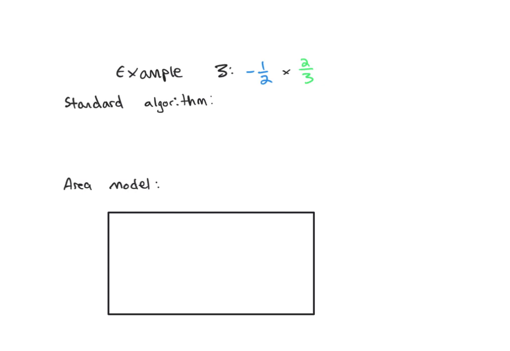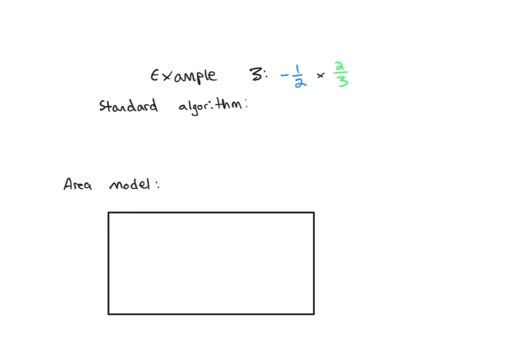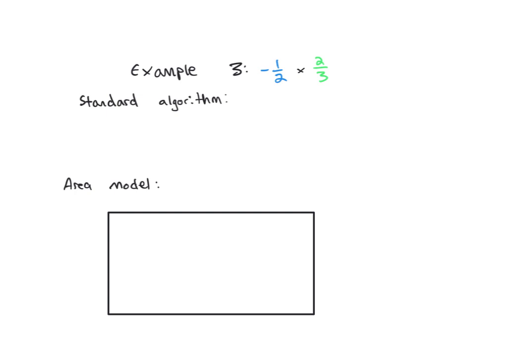For our third example, let's check out what happens when we are multiplying a fraction by another fraction. In example 3, specifically, let's look at a negative fraction, -1/2, multiplied by a positive fraction, +2/3. So I want to start with going over the standard algorithm for multiplying fractions.